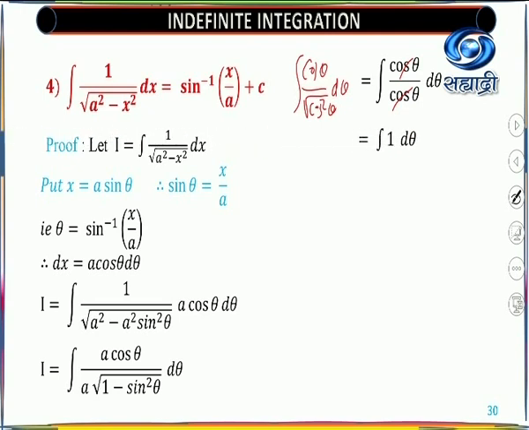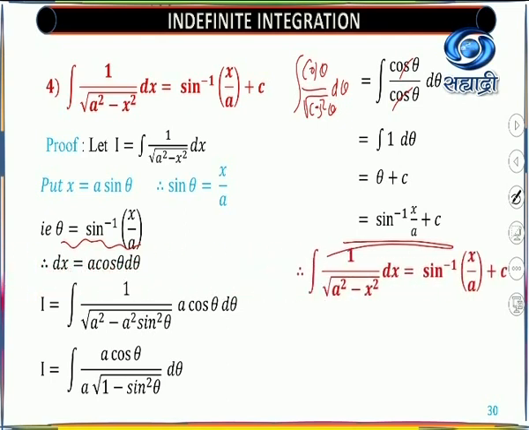Once you are left with d theta, this is equal to integral 1 d theta, that gives you theta plus constant of integration. Now you know the value of theta. What is the value of theta? Value of theta is sine inverse of x upon a. So your answer is sine inverse x upon a plus constant of integration.